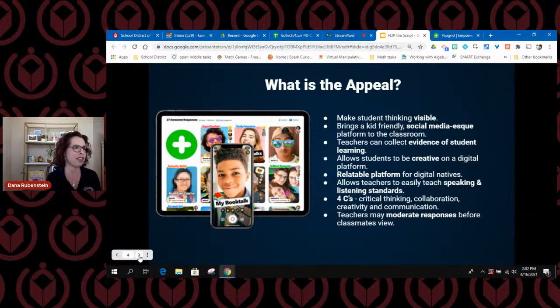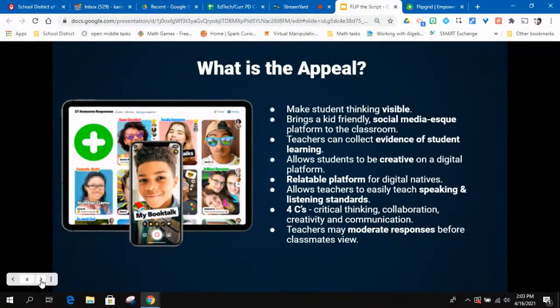As we think about Flipgrid, remember that Flipgrid can help students make their thinking and learning visible. It is student friendly, and our students are so used to social media and having everything at their fingertips, and Flipgrid helps them do that. Students and teachers can collect their evidence of learning within this platform. It helps them be creative, and it's relatable to our digital natives, to these students who are used to doing this on a daily basis.